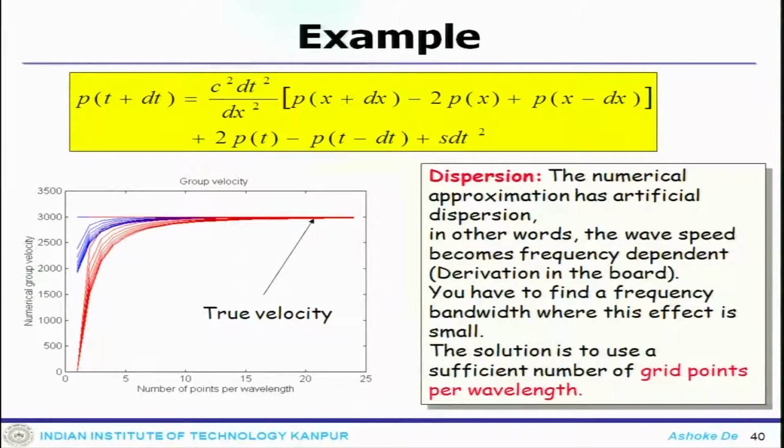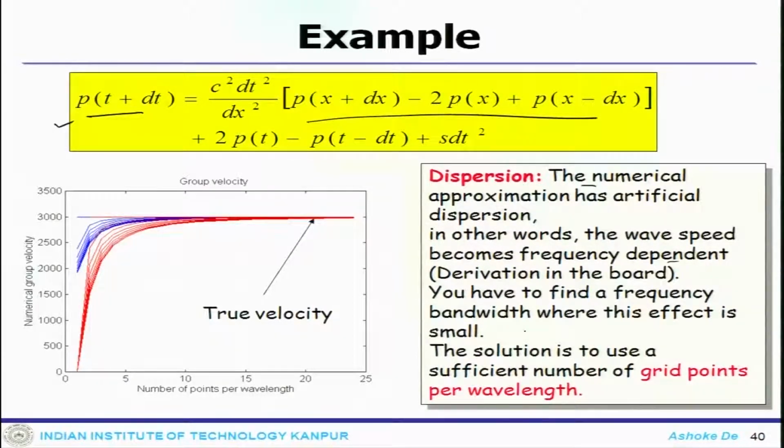Now, if you look at the solution at different time steps, and if you plot, these are some representative plots, there is something called dispersion. So, the numerical approximation has some artificial dispersion. In other words, the wave speed becomes frequency dependent.